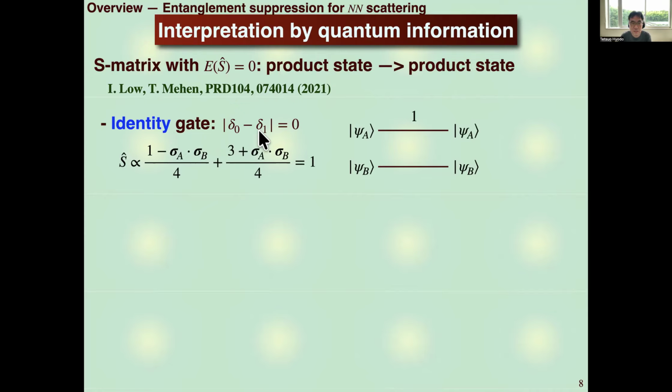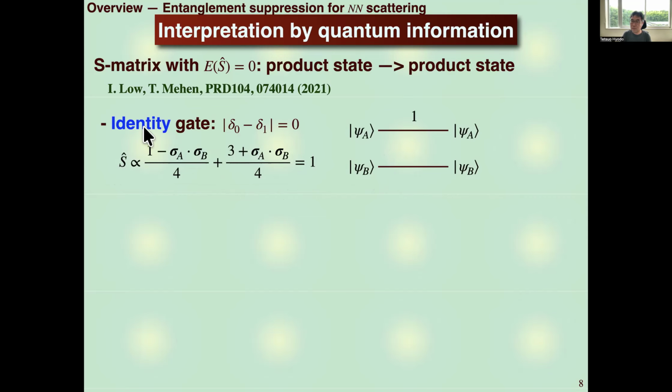Namely, if the difference between delta 0 and delta 1 is 0, which corresponds to the SU4 symmetry, or delta 0 equals delta 1 in the limit, the S matrix can be factorized, because there are two phase shifts but they are the same. So the spin structure of the S matrix is proportional to the sum of the projection operators, spin 0 projection and spin 1 projection. Because of the projection nature, it ends up with the identity operator, which does nothing in the spin structure. Therefore, starting from psi A cross psi B, the final state is psi A cross psi B.